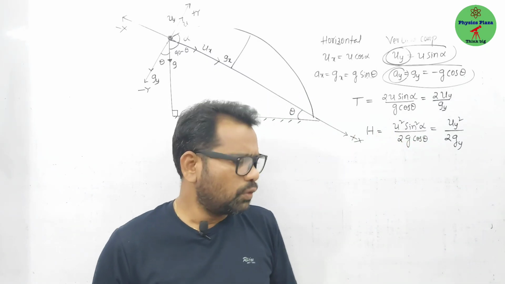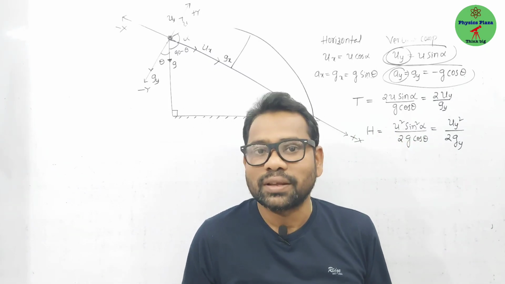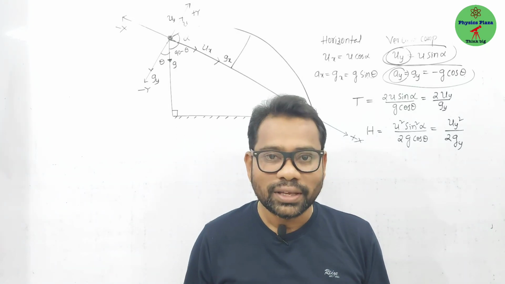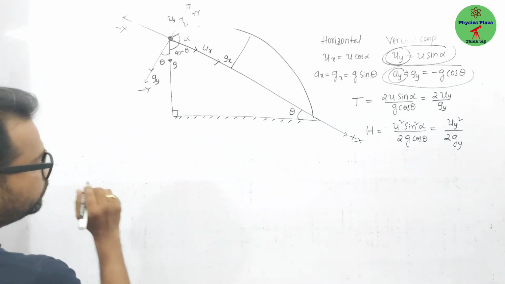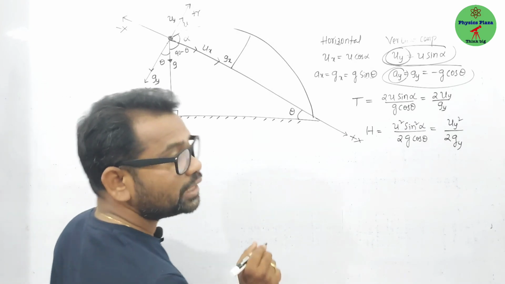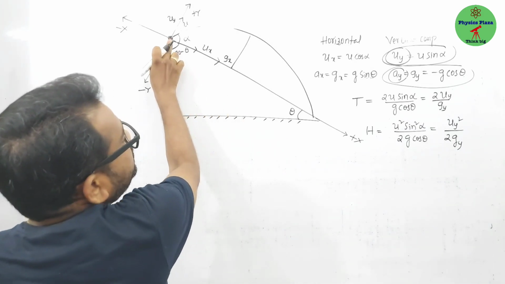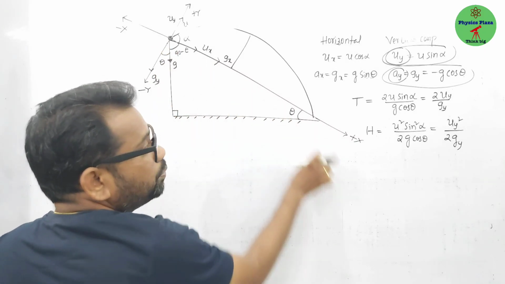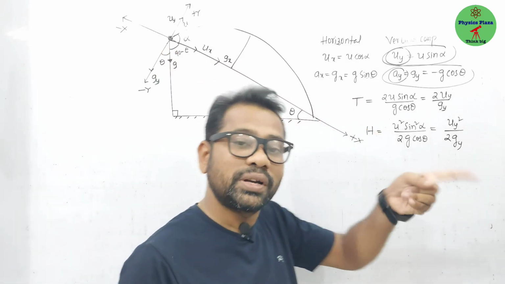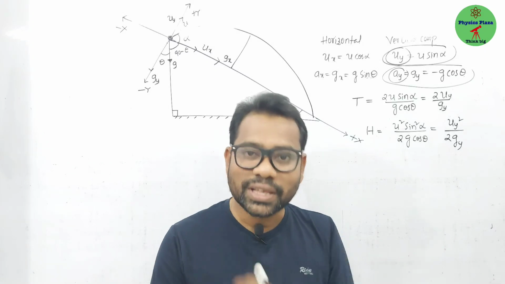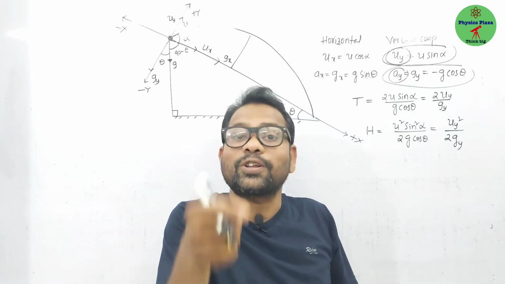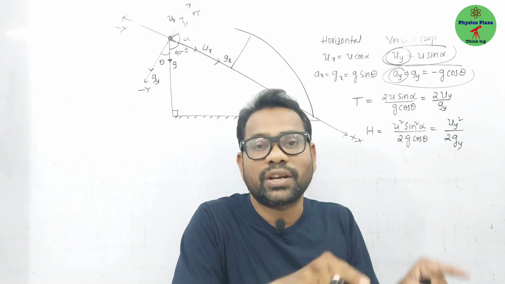Then you may ask, sir, what is there to be changed? Yes, that is the range. The horizontal range will change. Why? The horizontal range is the distance covered along the horizontal direction, so it depends on the horizontal component. The horizontal components are different in the previous case and today's case, and the horizontal range depends on the horizontal components, hence the horizontal range will change.